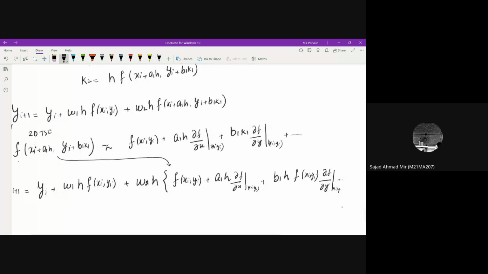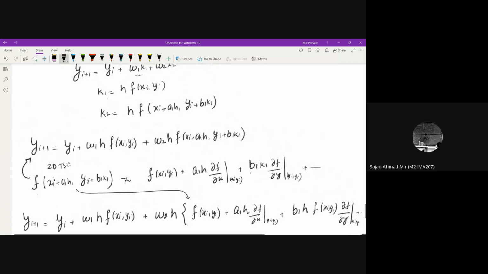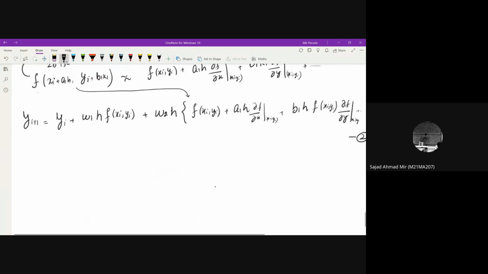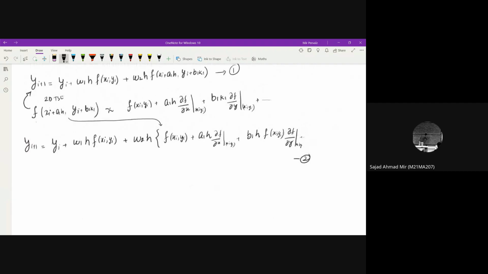Now this is your another equation. This is your equation 2, and your original equation 1 was this. Now if we compare 1 and 2, you will get the solution at xi plus 1, which is yi plus 1. This is the solution at xi plus h. So this is your second equation.